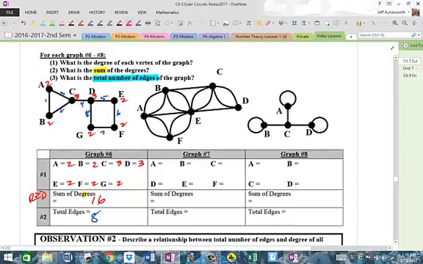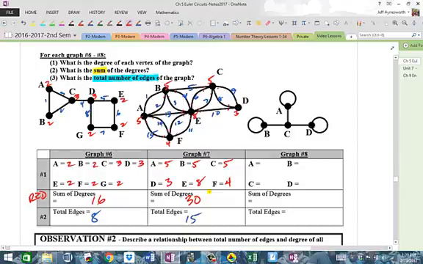All right, let's do that for all of them, okay? But let's count the edges first. Okay, here we go. 1, 2, 3, 4, 5, 6, 7, 8, 9, 10, 11, 12, 13, 14, 15. So there's 15 edges. Okay, and let's count the degrees. A is degree 5, B degree 5, C degree 5, D is degree 3, E degree 8, and F degree 4. So that's 15 and 15, that's 30. That's 30 total degrees right there.